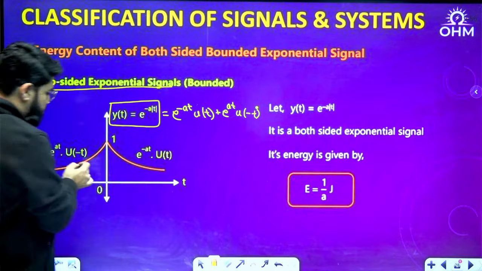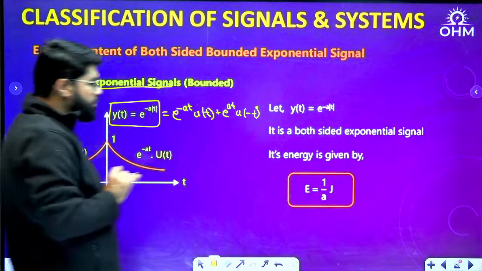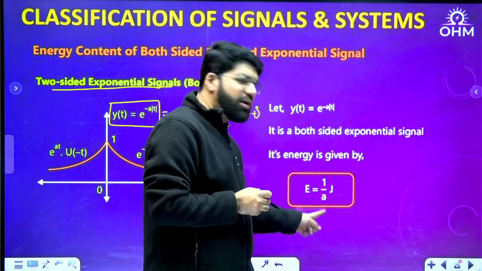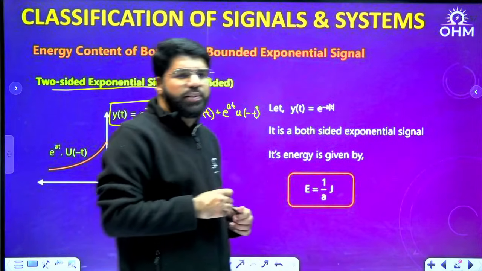The energy for this portion is 1 by 2a, and the energy for this portion is 1 by 2a. Both are separate, non-overlapping portions. So when I add the energy, I get the answer as 1 by a.